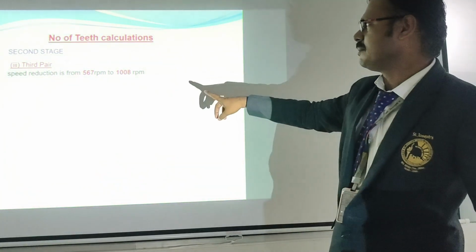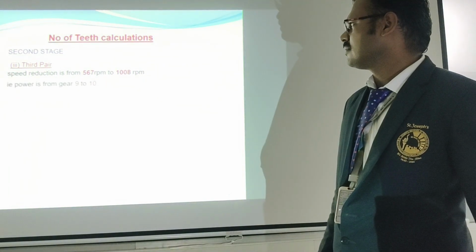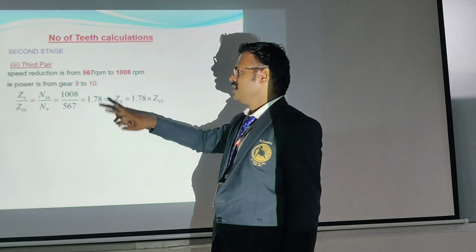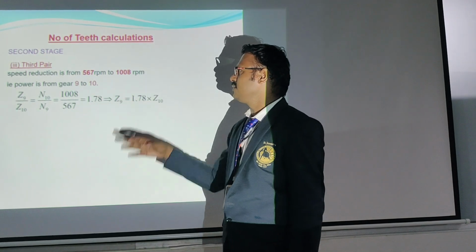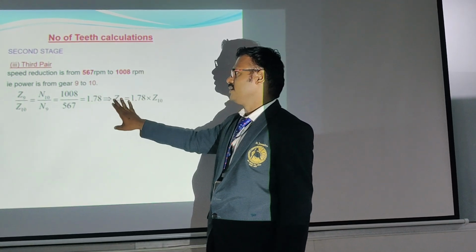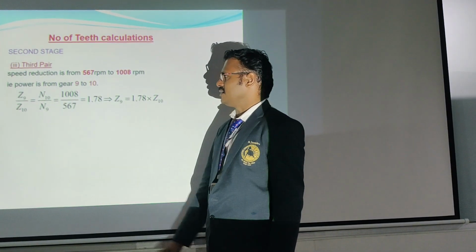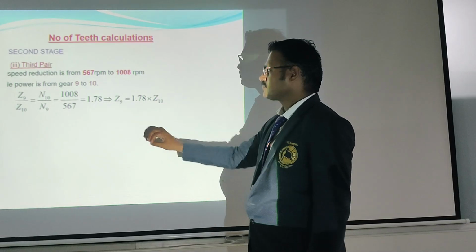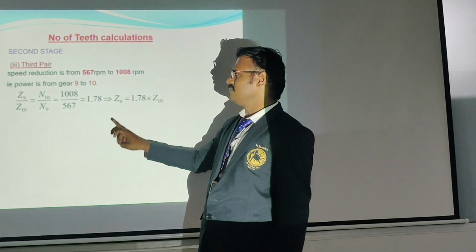So second stage, third pair. So 567 to 1008. So gear 9 to 10. For first pair, we have chosen 11 to 12. In second pair, we have chosen 7 to 8. The third pair is 9 to 10. So N9 will be 567, N10 will be 1008. So Z9 divided by Z10 will be equal to N10 divided by N9. So these two speeds we can substitute here. So Z9 will be equal to 1.78 times Z10. This equation we will get.